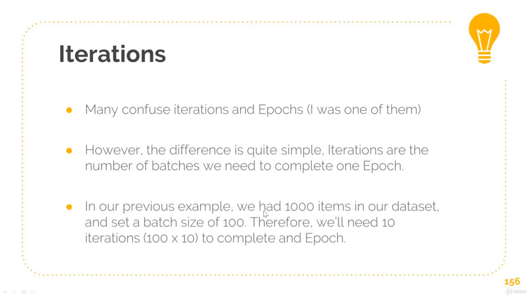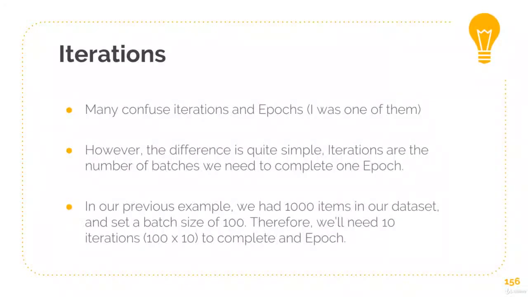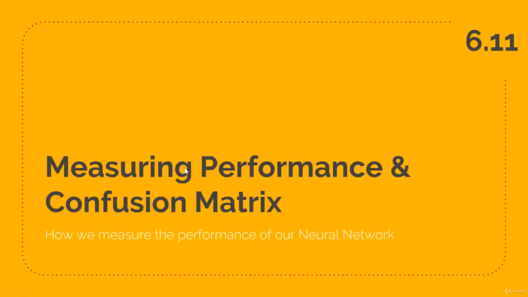So in our previous example, which on this page I didn't actually discuss, let's say we had 1,000 samples of data and we specified a batch size of 100. That means you'd be taking 100 samples of that data in each pass in the network to update our weights. So we have 10 iterations to complete one epoch. So that's it. Now let's move on to how we actually measure performance and understanding the confusion matrix.